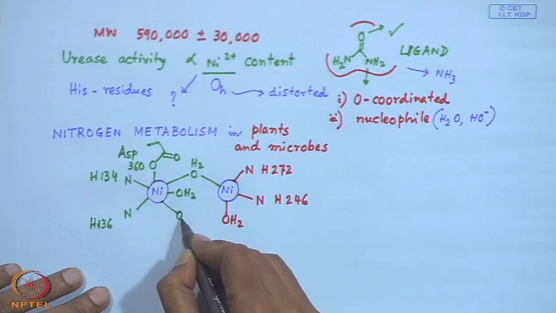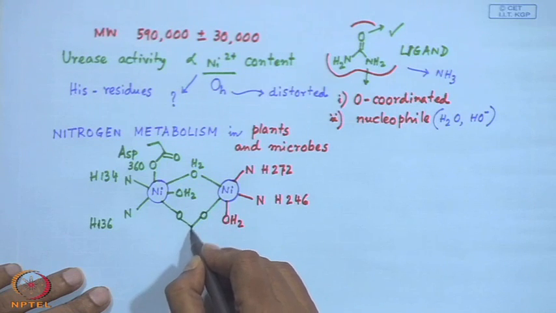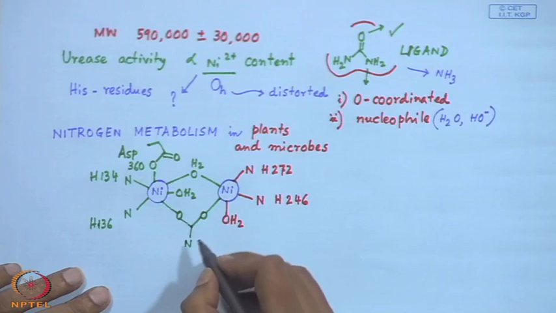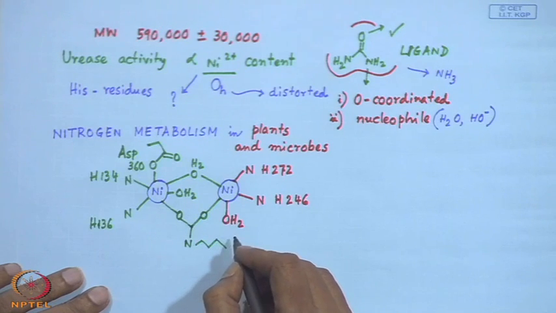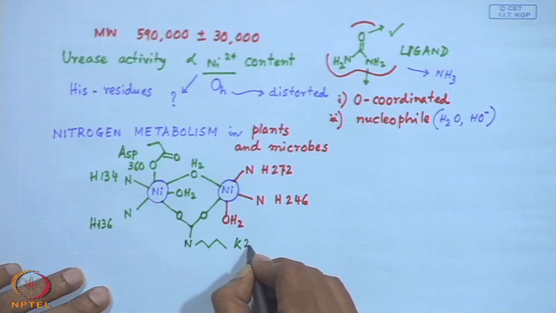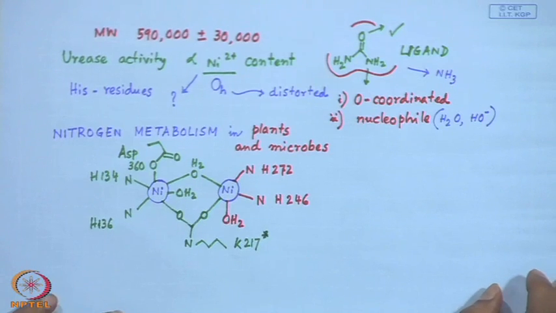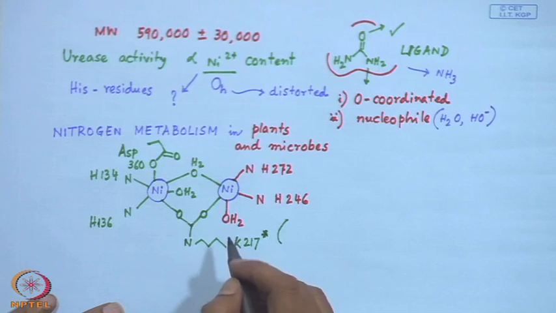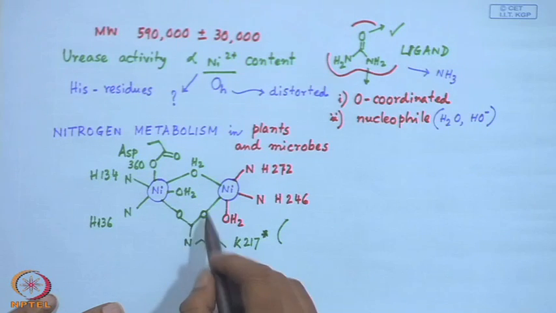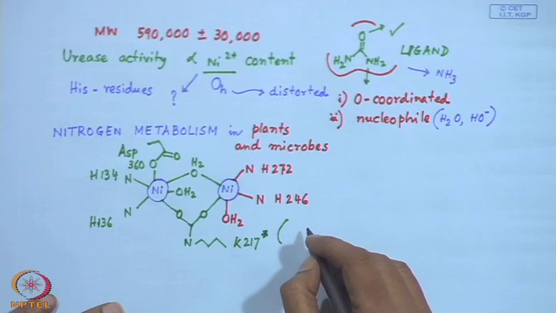which is the carboxy bridging, and which is not a pure carboxylate group, but is carbamylated lysine. So, the numbering is K217 and 1 star, because this is a derived one. You have the lysine, and that lysine has the NH2 function, and the NH2 function is reacting with carbon dioxide, giving that carbamylated lysine.